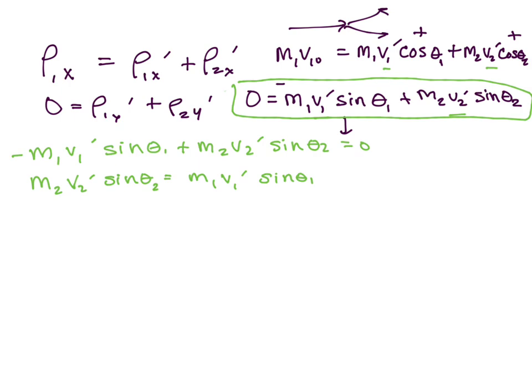Do you have a preference on which one you'd love to solve for? Cool, let's solve for V1 final. Let's isolate that guy. Are y'all following this? So that number is going to be equal to m2 v2 final sine theta 2 divided by m1 sine theta 1.